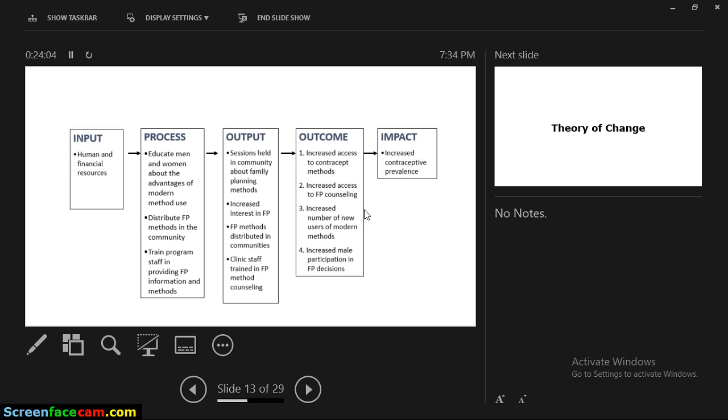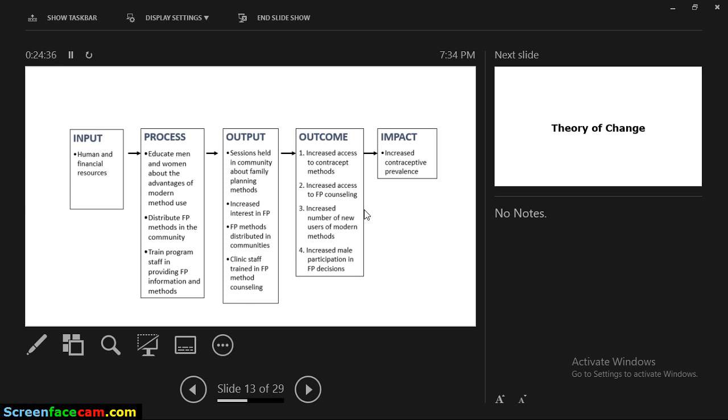It's very simple. Like increased male participation in family planning decision. This one is very easy to measure. I can just be looking at the number of people that are coming to attend the workshops, and so forth. There is increased number of users of modern methods on a daily basis, including those that are coming to have this service. Increased access to family planning counseling. You are going to be collecting information there. Over time, you can average. Then increased access to contraceptive methods. This is what we have here actually.